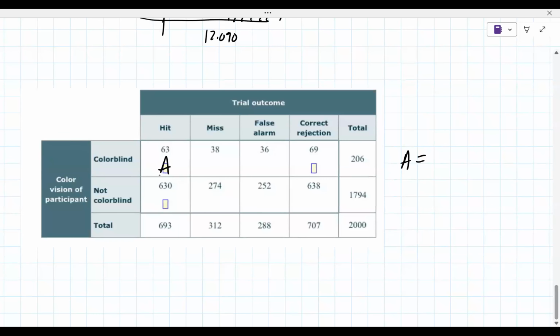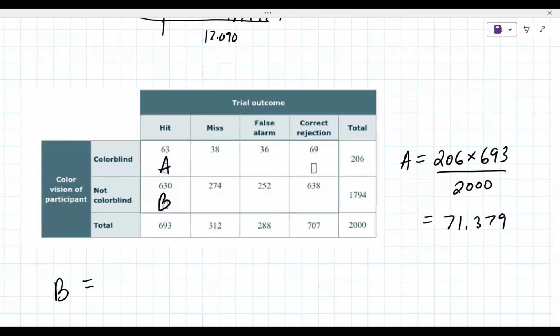All right. So to find A, you take the row total, 206, times the column total, 693, then divide by the grand total, which is 2000. It is a rounded result, so it's 71.379. To find B, you take the row total. Notice you're in the second row, 1794, times the column total, 693, over 2000.